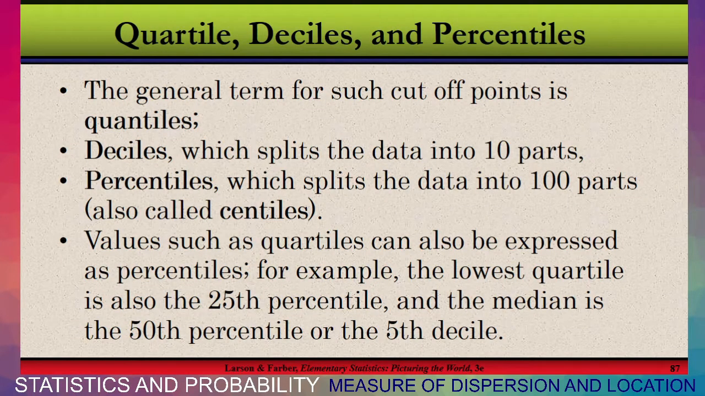So, nakalagay ito. For example, the lowest quartile is also the 25th percentile and the median is the 50th percentile or the 5th decile. So, madali naman identify yung median since yun nga yung pinakagitnang quantile location. Okay? So, mag-proceed tayo dun sa ungroup at saka group.